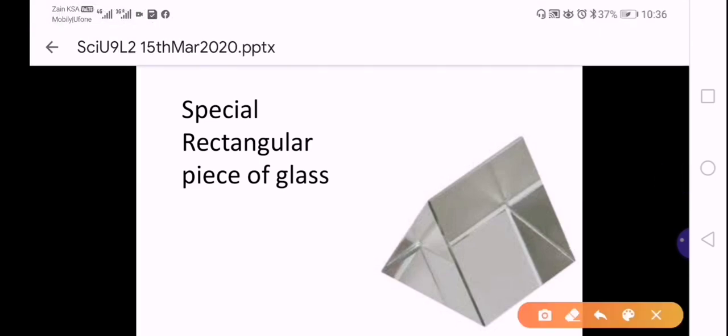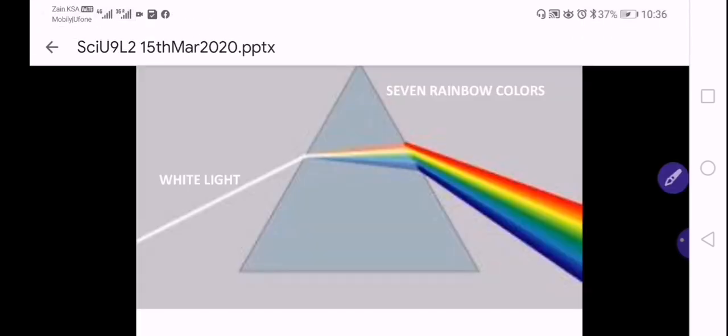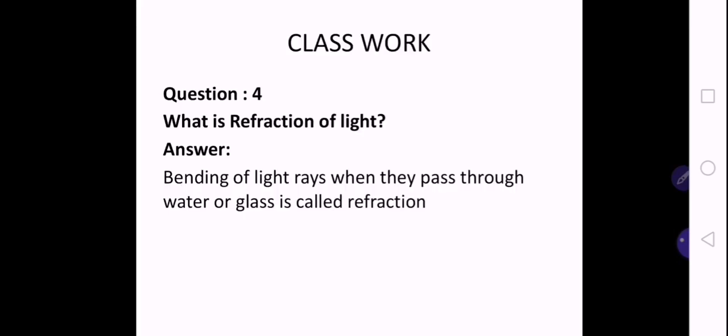There's a small mistake here, I would correct it. Rather than rectangular, it is triangular, as you can see here also. This prism is a triangular piece of glass, and whenever light falls on this prism, what happens? It disperses or scatters into the 7 colors, which are the 7 rainbow colors. I hope this is clear.